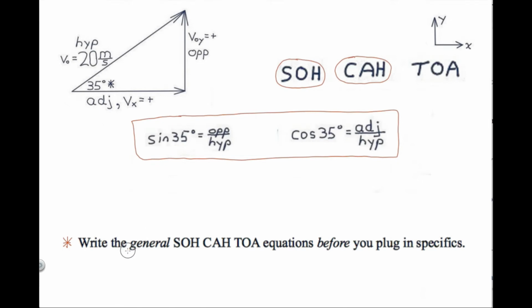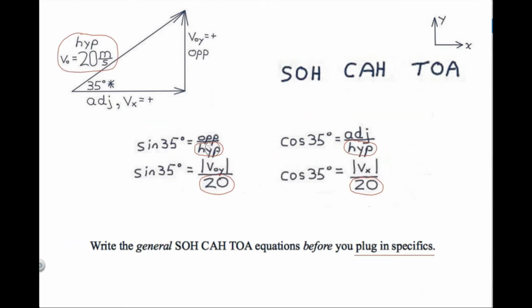First, we write the general SOHCAHTOA equations. The memory aid SO tells us that sine equals opposite over hypotenuse. The memory aid CA tells us that cosine equals adjacent over hypotenuse. Now, we can plug in specifics.